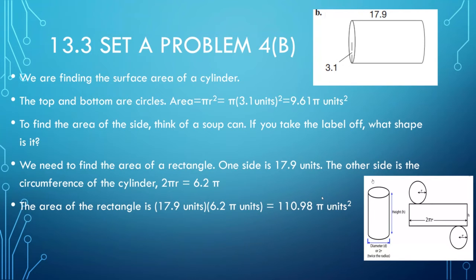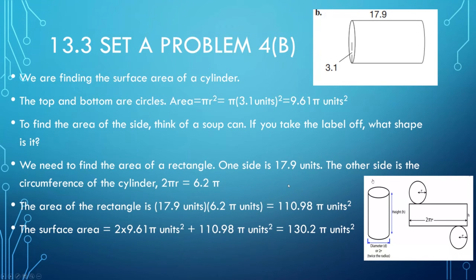110.98 pi square units. And then we're just going to add up the two circles plus the rectangle. So the surface area, we take the area of each circle, multiply by 2 since there's 2 of them, and then add on the area of the rectangle, and that gives us 130.2 pi square units.